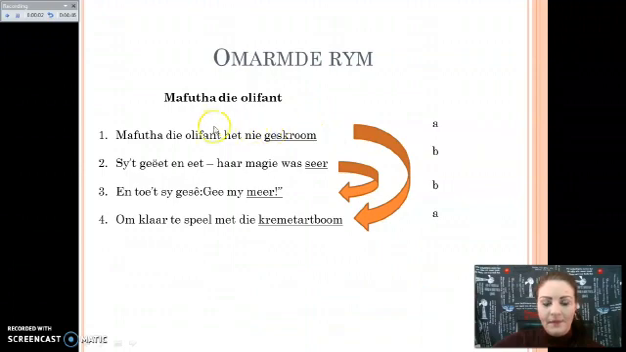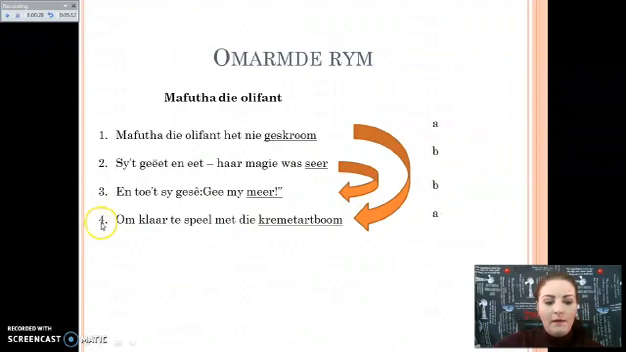Omarmde rym. Same poem, just mix the lines. Line 1 ended with geskroom, so you're going to put an A. Line 2 ended with seer, you're going to put a B. Line 3 ended with meer. But hold on, meer and seer sound the same, so you're going to get the same alphabet letter.